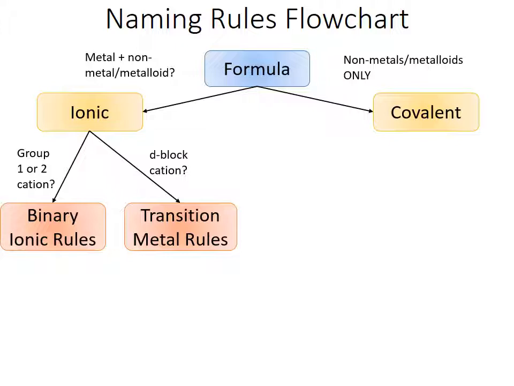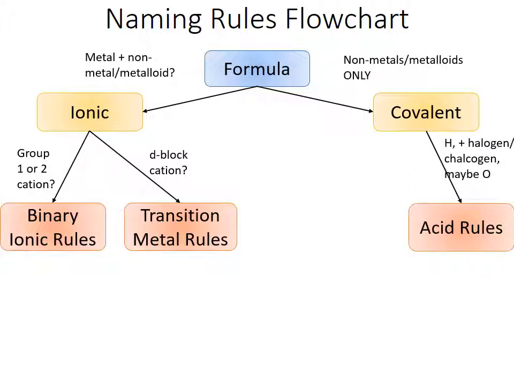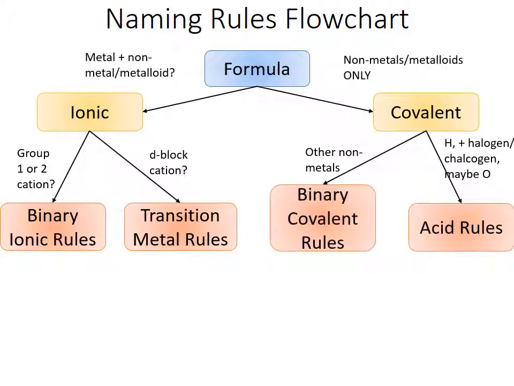These compounds are held together with covalent bonds. The first question you should ask yourself, do you see a combination of hydrogen plus a halogen or a chalcogen, maybe oxygen? If you see a grouping like this, you most likely have an acid, and you need to use the acid naming rules. If, on the other hand, there's only other nonmetals present without any hydrogen, then you can use the binary covalent rules.